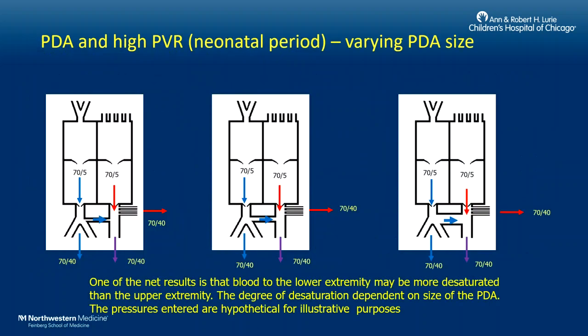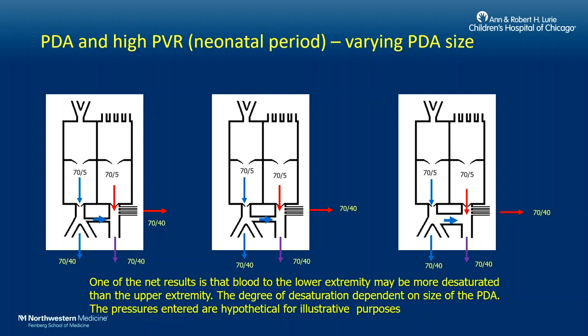And these are just diagrams showing a PDA of different sizes and high PVR. I'm just making the point that in each case, we're going to have some desaturation in the systemic circulation because of that little bit of right-to-left shunting. Okay, the amount is going to be dependent on the size of the PDA and the actual pressure difference.